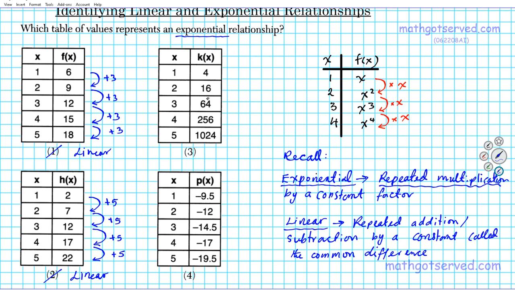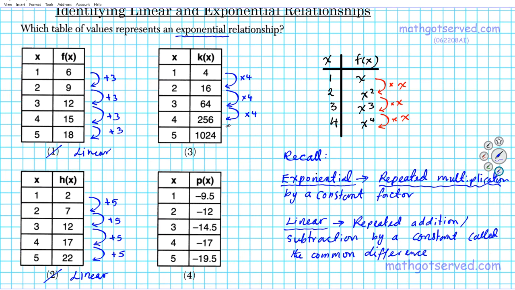Okay, so let's look at number 3. So number 3, let's say from 4 to 16 you add 12. If you add 12 to 16, you get 28, but that's not what's here. So clearly this is not linear. This might be what we're looking for. Let's try multiplication, okay? What if we go 4 times what gives you 16? 4 times 4. 16 times 4, 40 plus 24, 64. Oh, looking good. 64 times 4 is going to be 240 plus 16, 256.